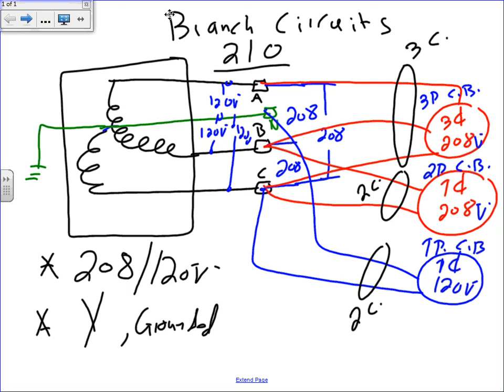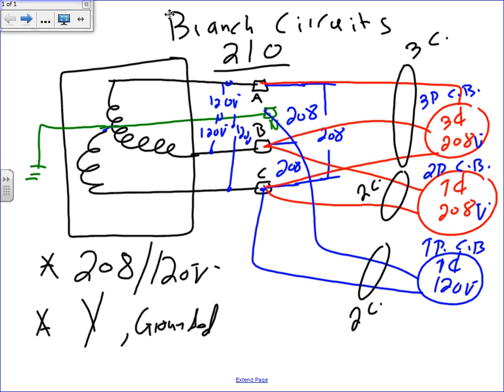Any questions, guys, about grouping? Does everybody understand at least the big picture, how the system is connected, before we go into grouping them and sizing the branch circuit? You're going to see that sizing the branch circuit makes sense, guys. It's not new to you. It's just putting the whole big picture together.